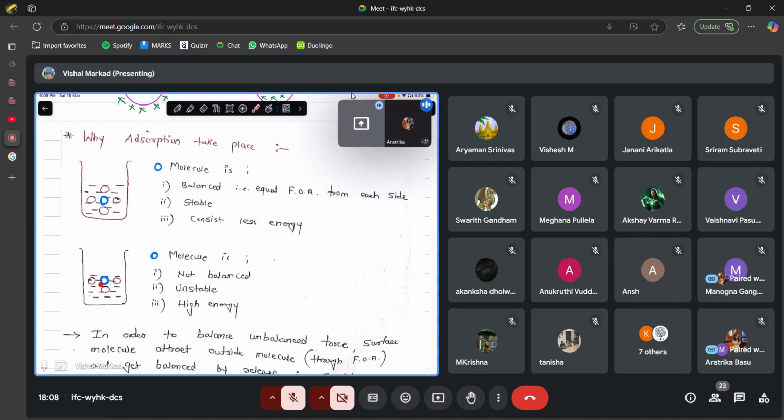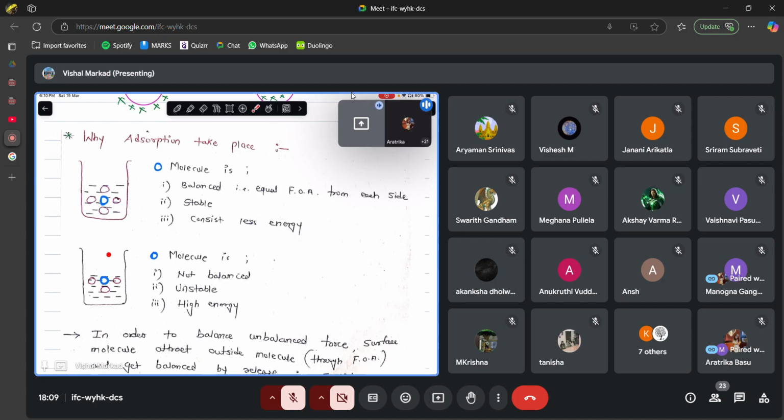But when we come to the water molecules present on the surface, now look at it. Let's consider this one. It is not the balanced one. Why? Because from the other sides there is equal force of attraction, but from one side water molecules are missing. So the force of attraction is not the same, so it is not a stable molecule. If it is unstable, it will have high energy. So what will it try to do? It will try to become stable. For that, it will attract some molecule from the outside. It can be any other thing.